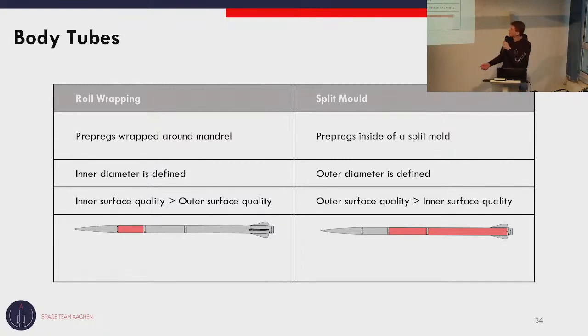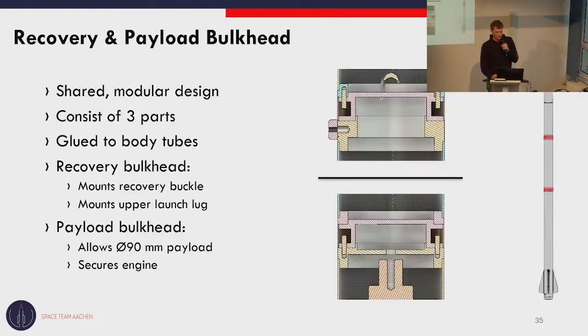So split molding is really perfect for the body tubes of the payload and engine section. All right, moving on to the recovery and payload bulkhead. As you can see, they have a shared modular design, which I think is quite neat. They each consist of 3 parts, which is the upper, the middle, and the lower body bulkhead part.